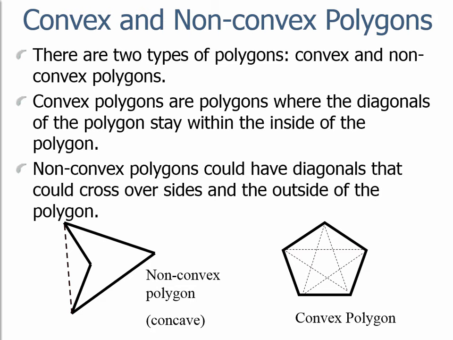Concave or non-convex, concave is the word for non-convex. At least one diagonal goes outside. And we can see here at the far left, there is one diagonal that goes outside. So that's what makes it not convex. So that's why we call it concave. So convex, all the diagonals are inside. Concave, at least one of them went out. Now, once again, we're going to use the word concave for not convex.